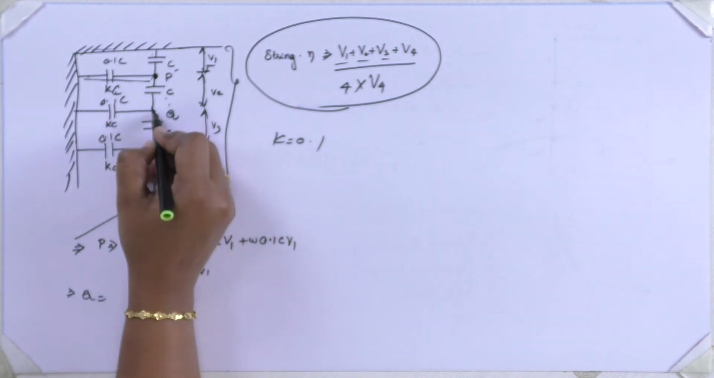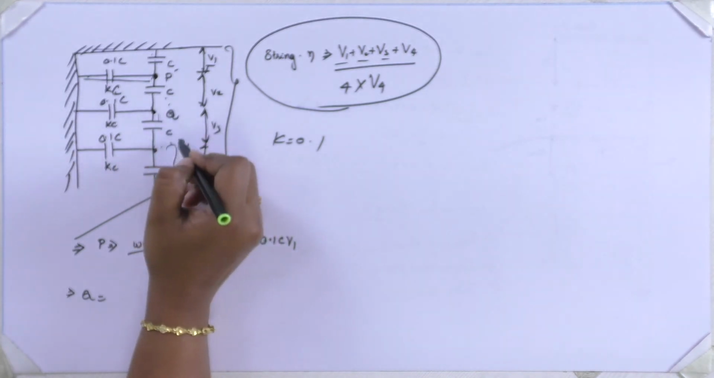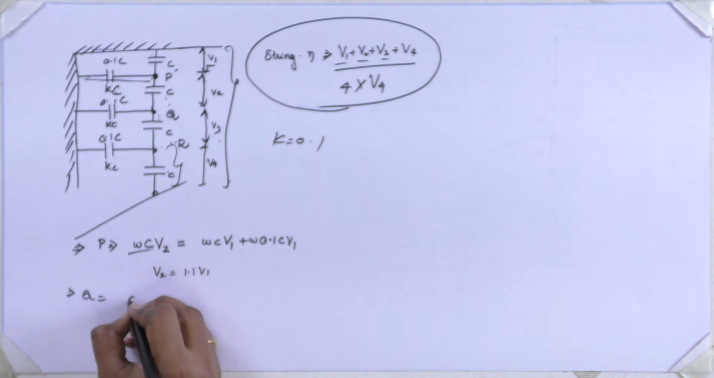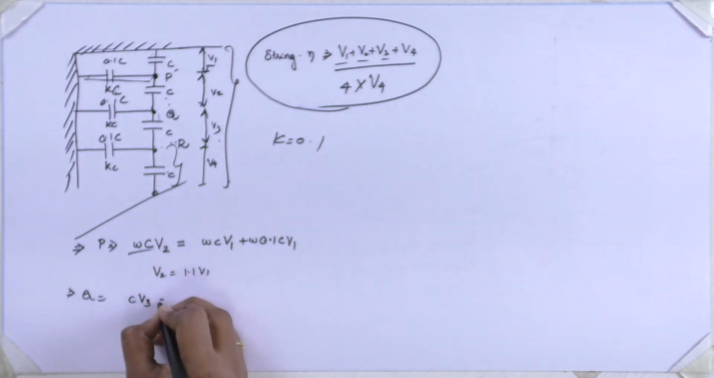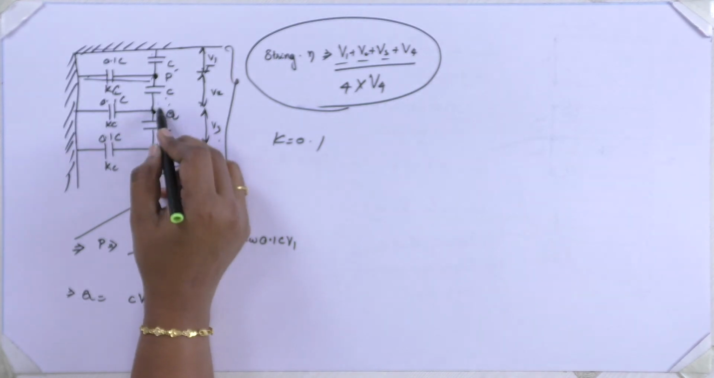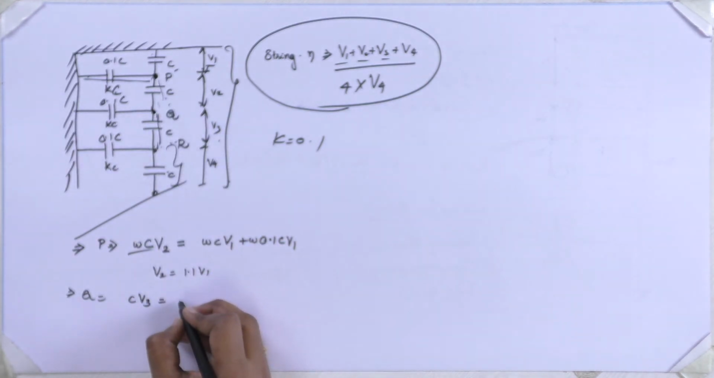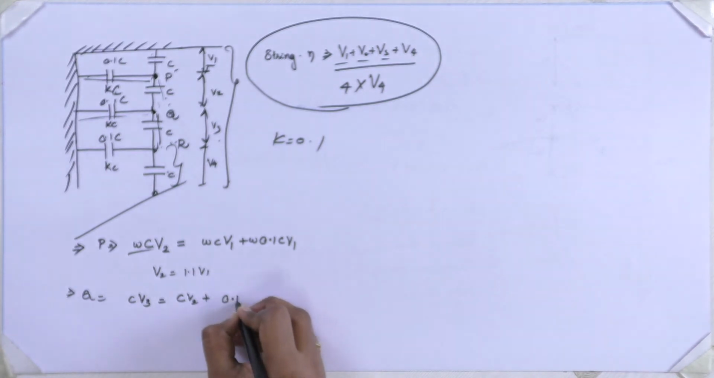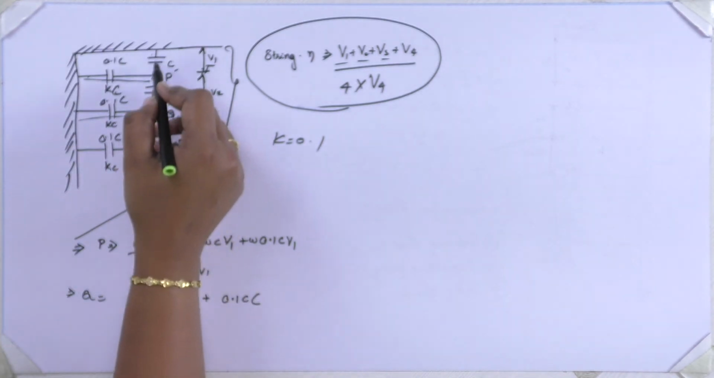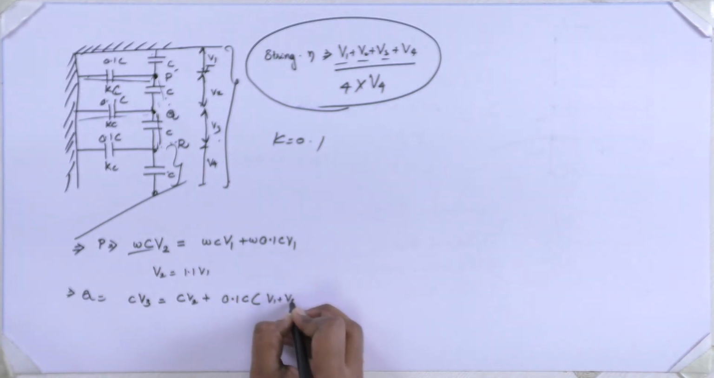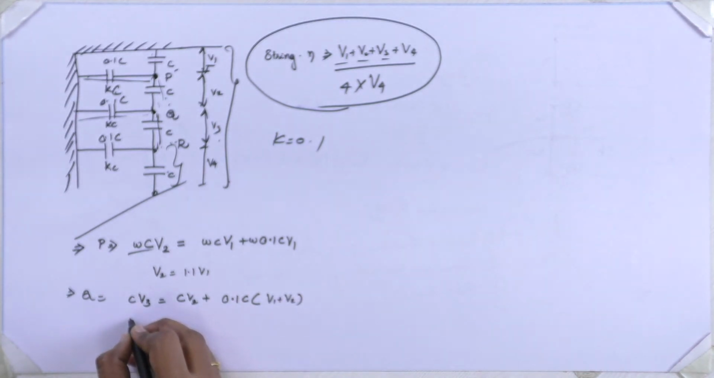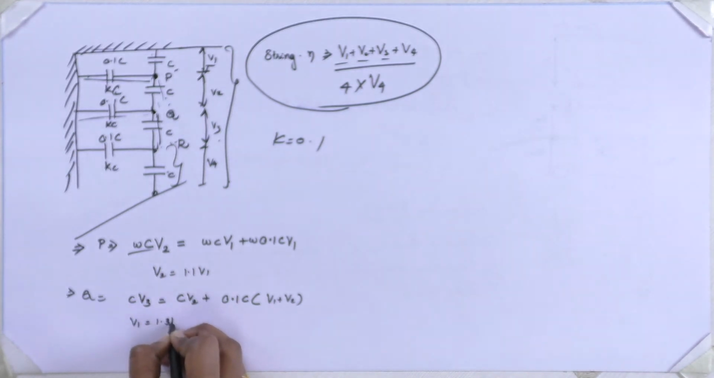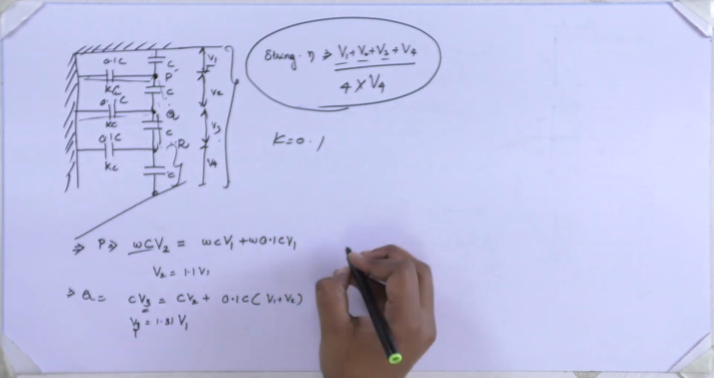So at the junction Q, I am applying this. C into V3, cancelling j omega. The voltage at this point will be C into V2 plus the voltage across this, 0.1 C, which I am taking as constant, times V1 plus V2. Simplifying this, I get V3 equal to 1.3 V1.